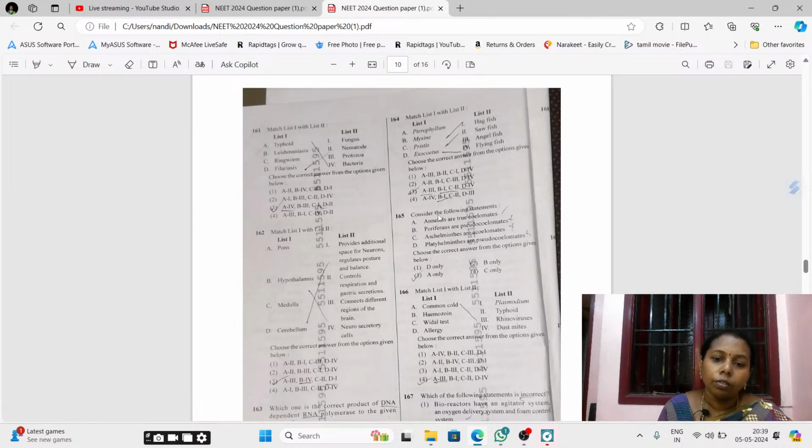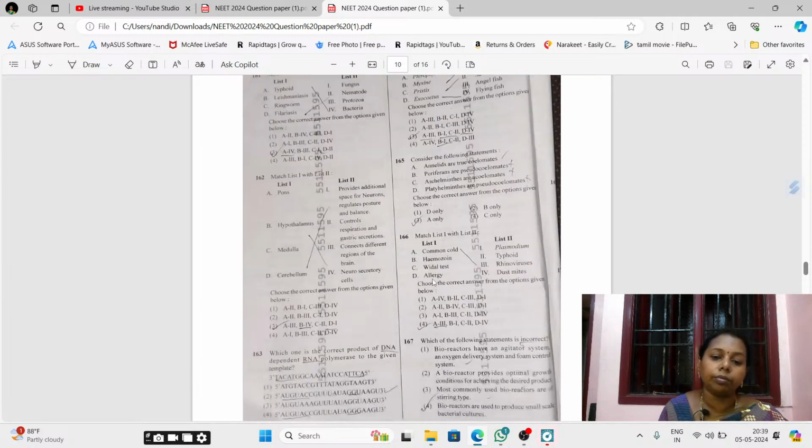165. Following statement is given. Only correct statement they are asking. Annelid or true coelomate is the correct answer. Poriferan or pseudocoelomate wrong. Askelmenthus or acoelomate wrong. Platyhelminthes pseudocoelomate wrong. So only A is the correct answer, which is in the option 3.